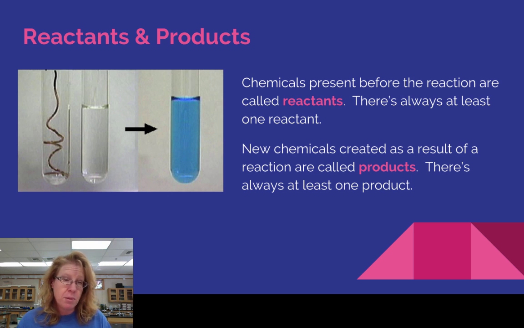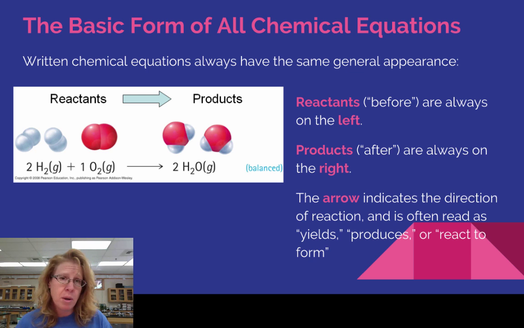So for example, in this one, it looks like there's 2 different reactants and 1 product. So they don't have to be equal. Just keep that in mind. Reactants go in, products come out. When we're writing chemical equations, we have a similar set of rules that we use. For example, reactants are always on the left. We always start with reactants on the left side, and we add them together.